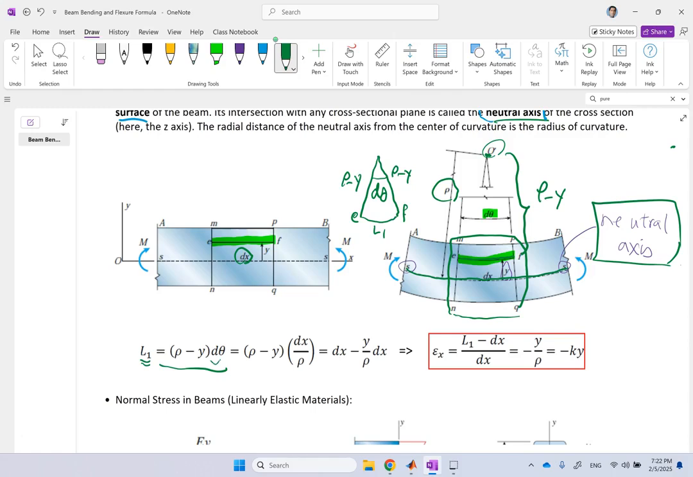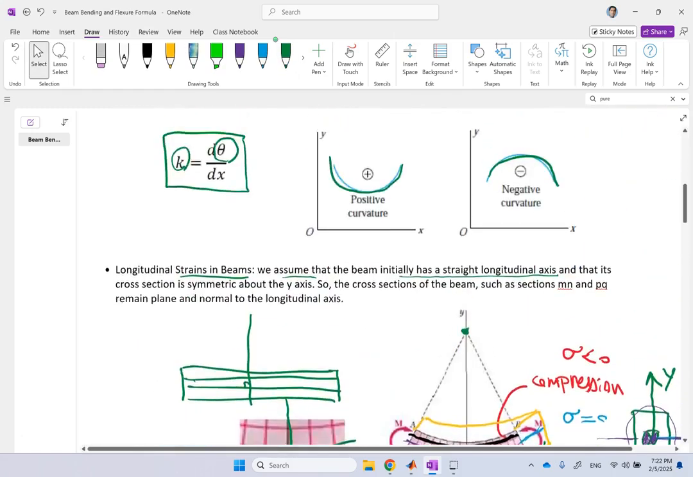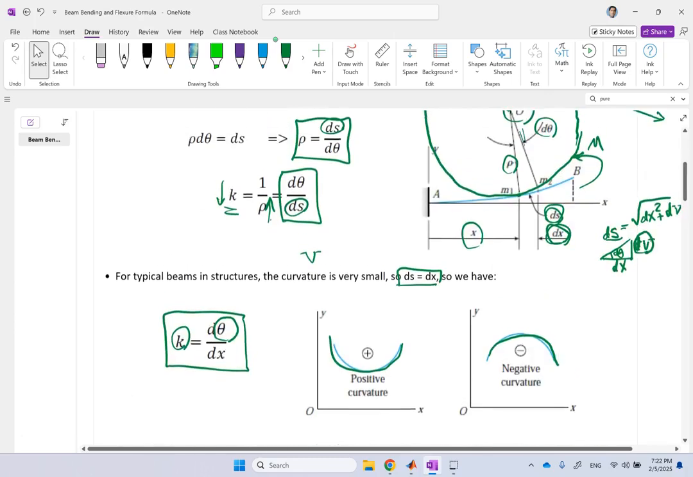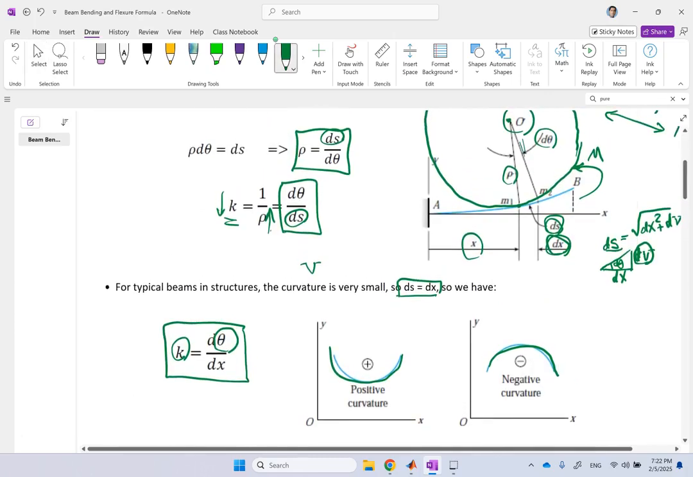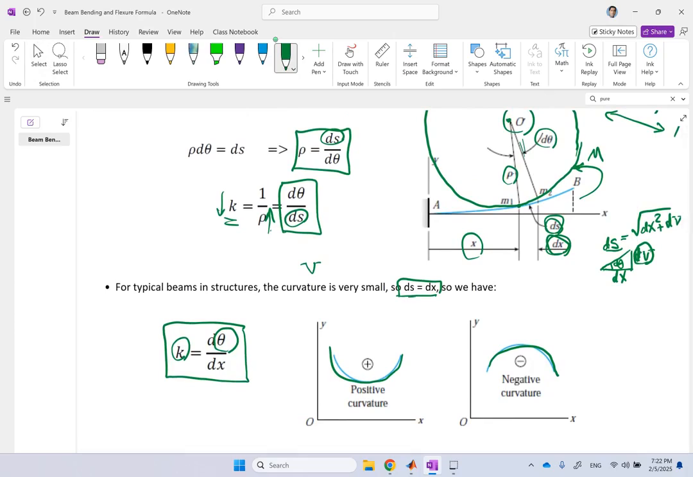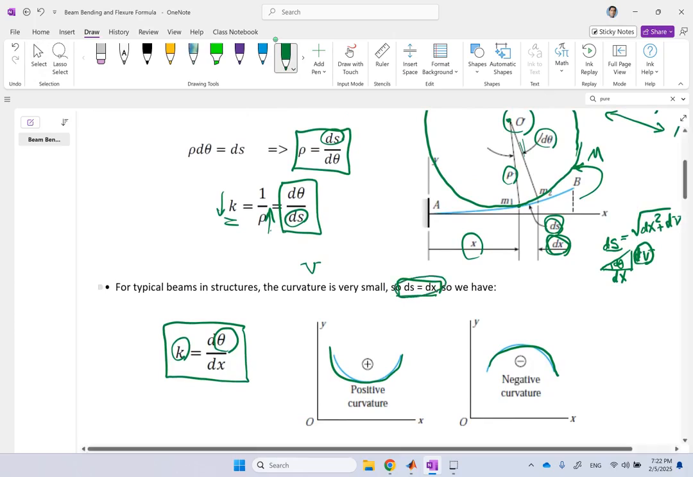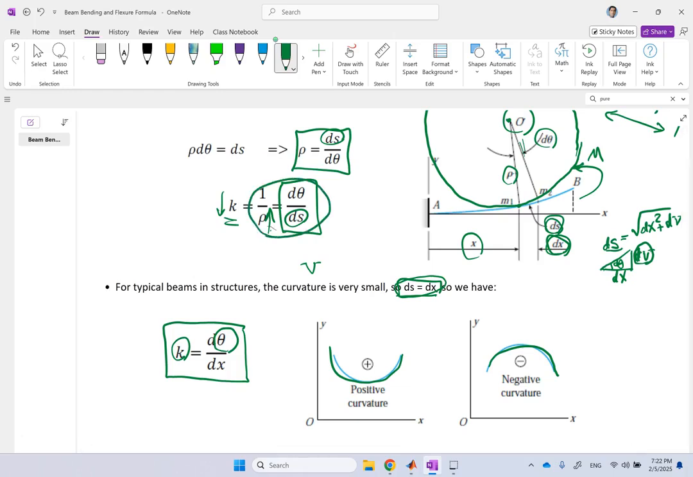Now, what is d theta? I want here to go back and look at what I derived earlier. Look at here. I want to relate it to rho. Remember I said dx and ds are the same thing for small deflections. So if I look at this relation here, let's look at this. If I replace ds with dx, you can see that d theta over dx is 1 over rho.